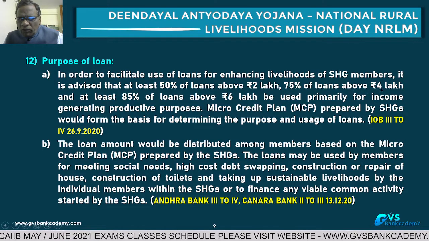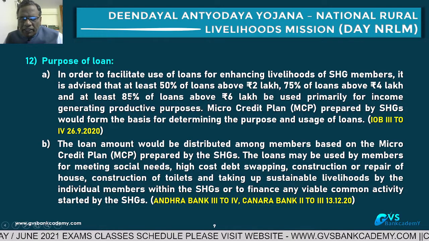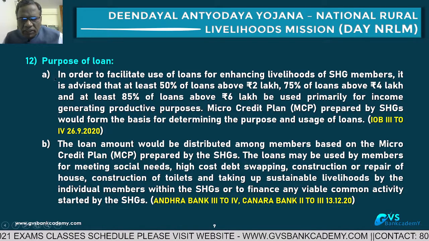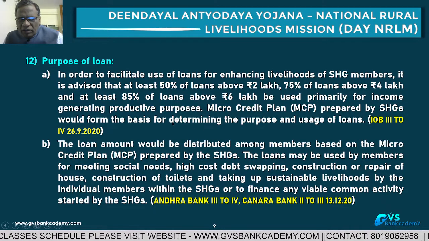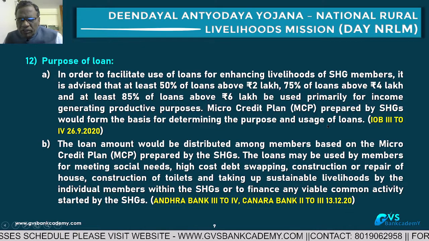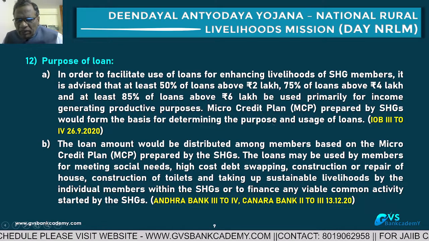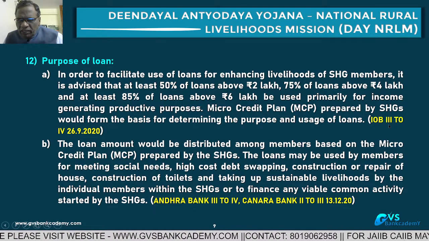That's why at least 50% of loans above 2 lakhs, 75% of loans above 4 lakhs, and at least 85% of loans above 6 lakhs should go to income generating productive purpose. This question is very, very useful and important. In the microcredit plan prepared by SHGs, they also have to mention the purpose and usage of the loan. This question was already asked in an examination.